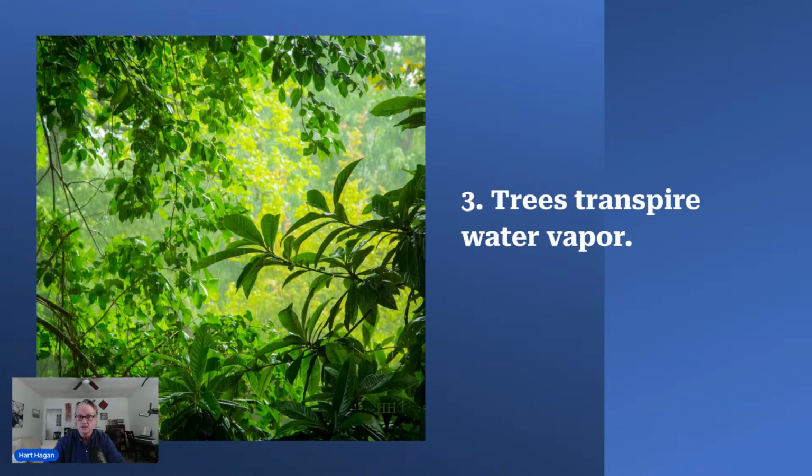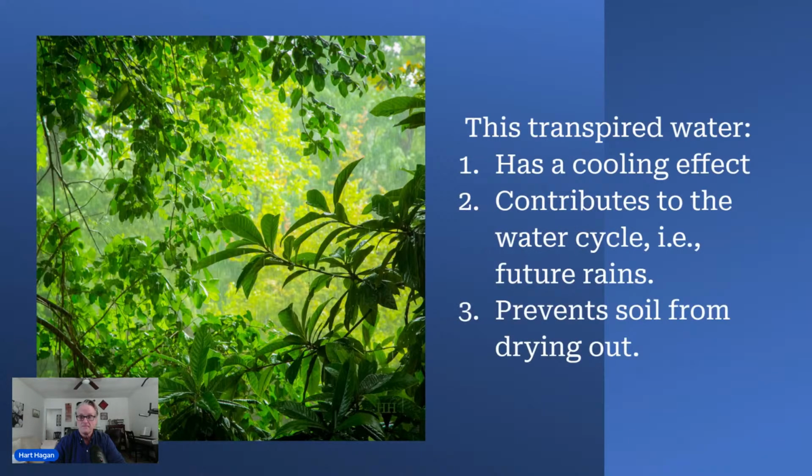This is what results in the evaporation that we were talking about. This transpired water has a cooling effect. It contributes to the water cycle, for example, future rains. Transpired means it travels from the roots up through the stem, out through the leaves. So when it transpires and then evaporates, it's contributing water vapor to future water cycles. It's also contributing something called condensation nuclei, which we'll talk about in a little bit.